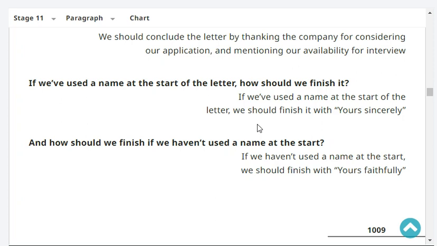If we used a name at the start of the letter, we should finish it with yours sincerely. And how should we finish if we haven't used a name at the start? If we haven't used a name at the start, we should finish with yours faithfully.